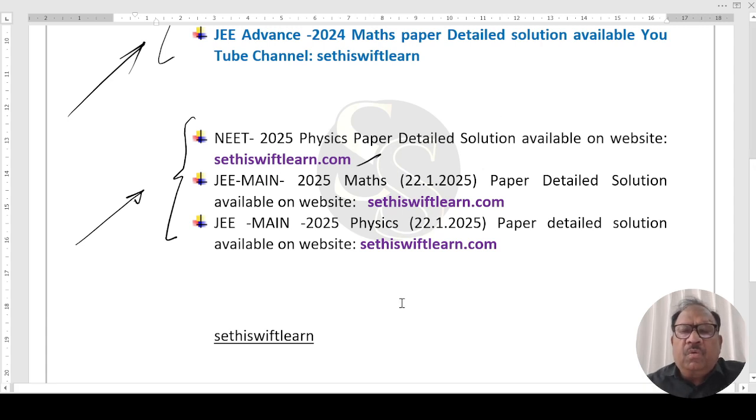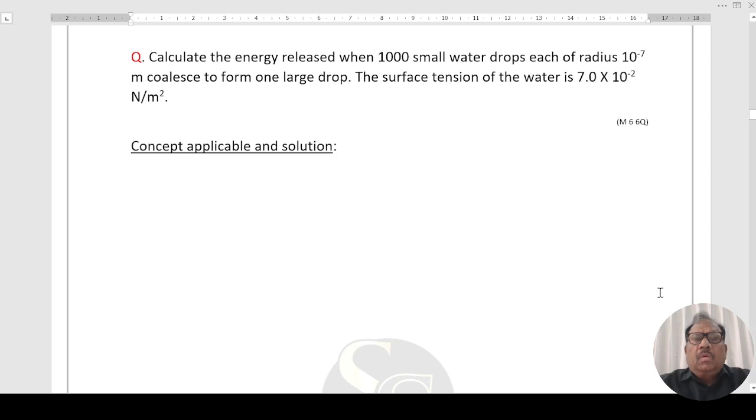Now let's start with the question. Question is, calculate the energy released when 1000 small water drops, each of radius 10 to the minus 7 meter, collapse to form one large drop. Surface tension of water is 7 into 10 to the minus 2 Newton per meter. Concept, applicability and solution.